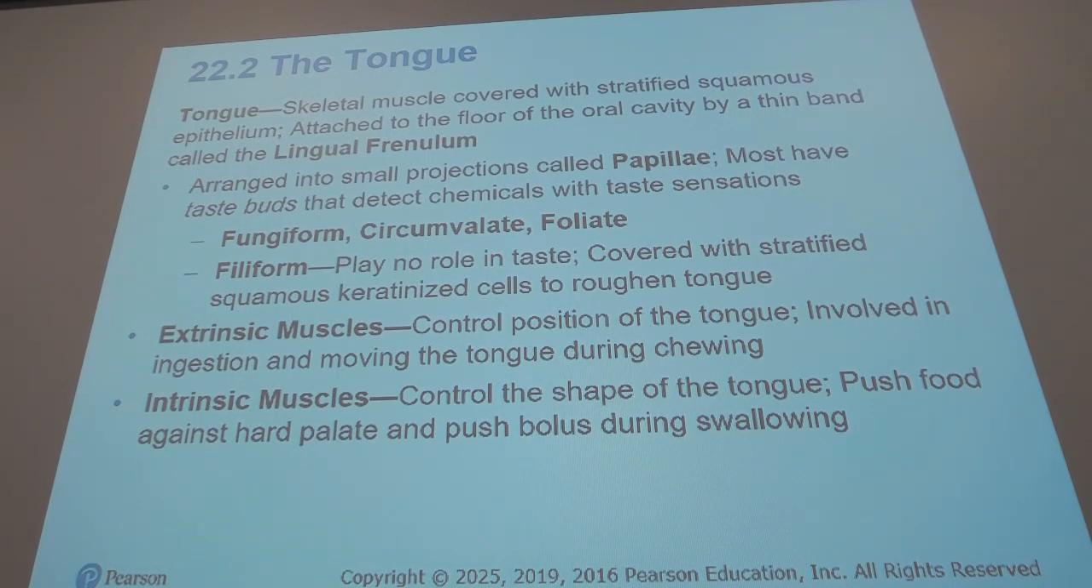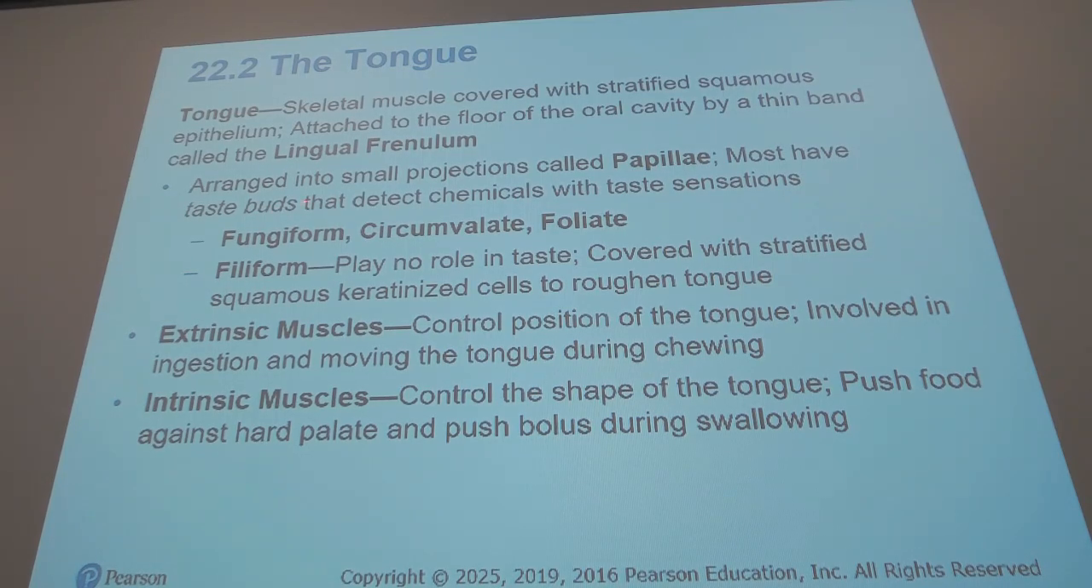Now, on the surface of the epithelium of our tongue, we have papillae. These papillae contain taste buds. Not all the papillae have taste buds, but these taste buds help us to detect molecules that give flavor to the things that we ingest.